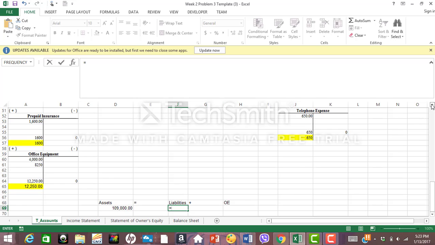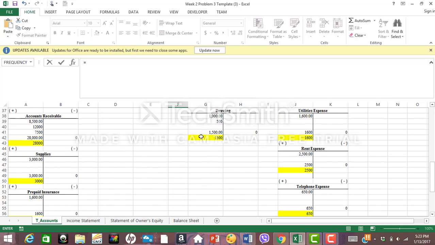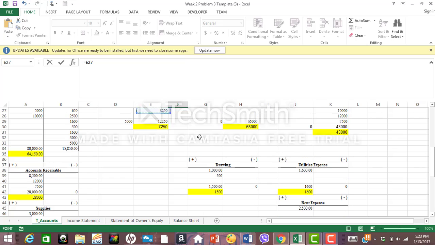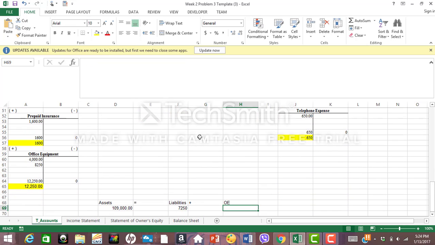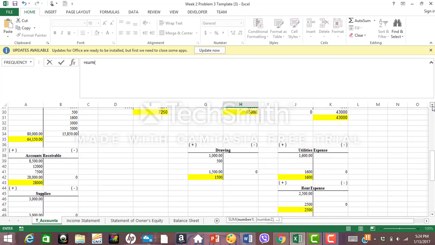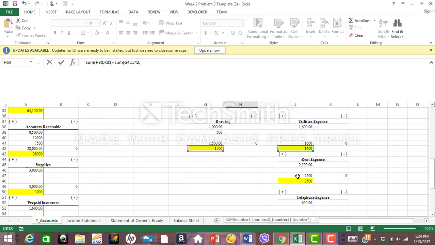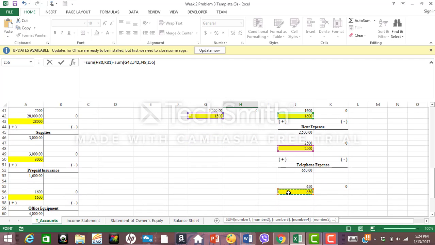Our liabilities is equal to, it's all the way up here, 7,250. And then our owner's equity is your capital plus your revenue, minus the sum of all of your expenses, which are the drawing, your utilities expense, the rent expense, and telephone expense. And close the parentheses.